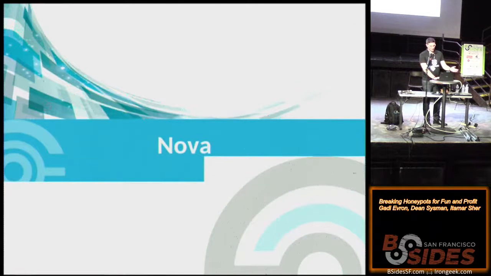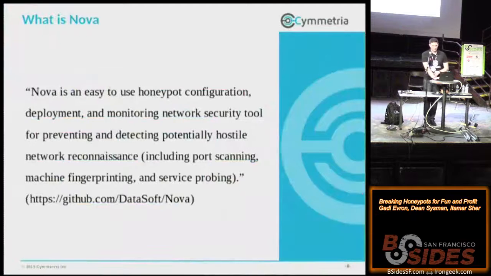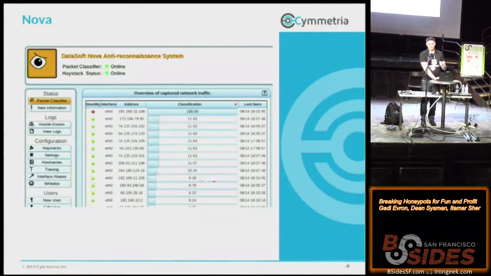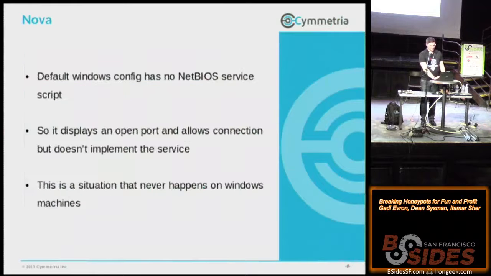Next up is Nova. Nova is actually a pretty cool tool. What it does is it takes HoneyD and a bunch of other open source tools which are not trivial to configure, and puts them all behind a graphical interface with very easy to use tools. So for example, you can just create a Windows machine on your network, a Linux machine, and set them up very easily with wizards and get them going.